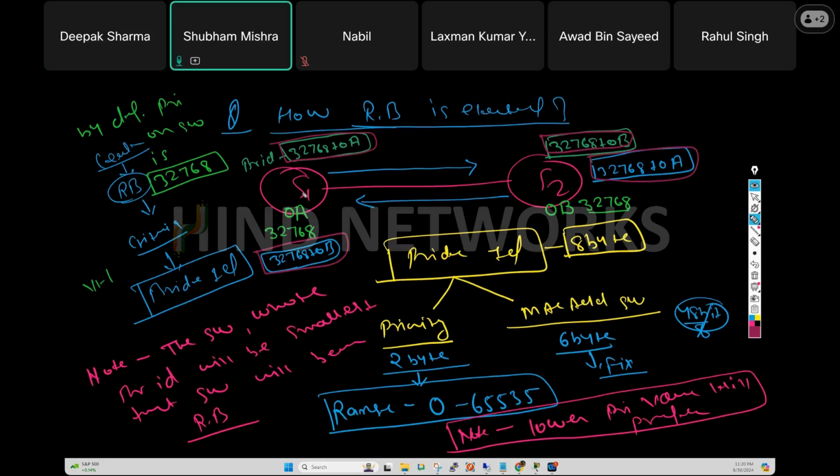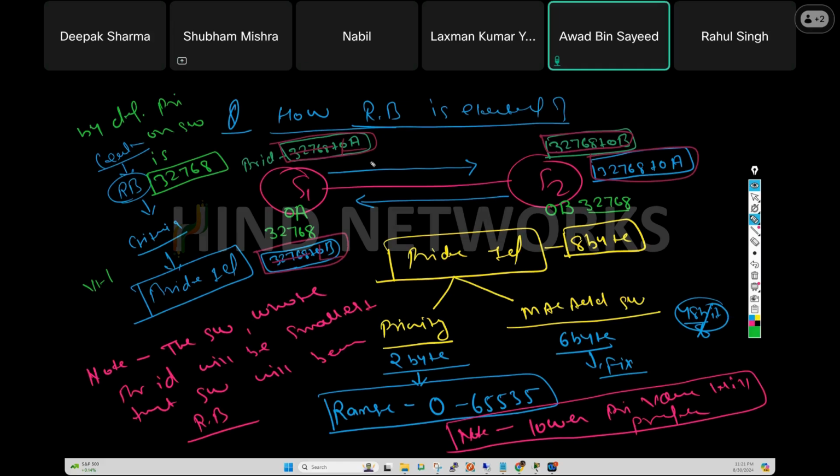Understand? So what will switch number 1 do? Switch number 1 will match the priority. Priority is a tie. In both bridge IDs, the priority is the same. Now switch number 1 checks the MAC address, 0A and 0B. So 0 and 0, this is also a tie. Yes or no, everyone?